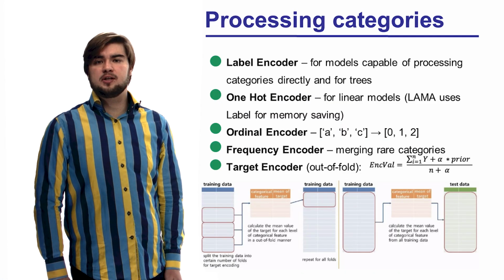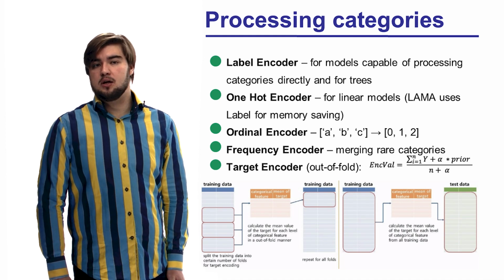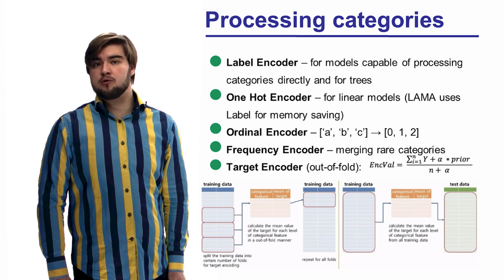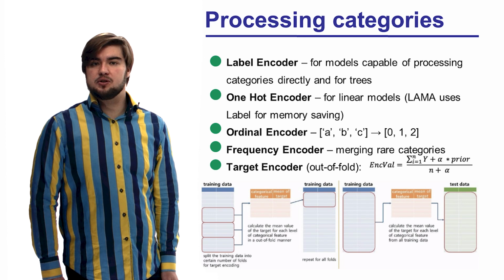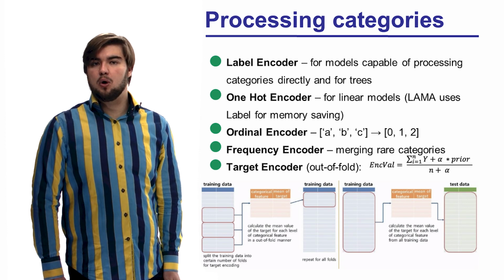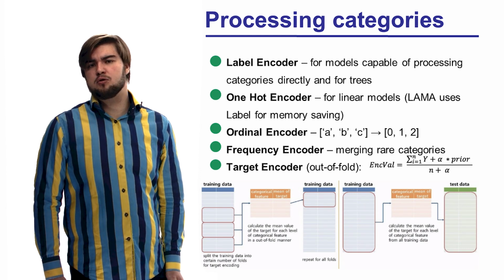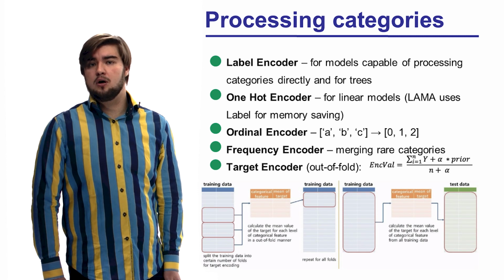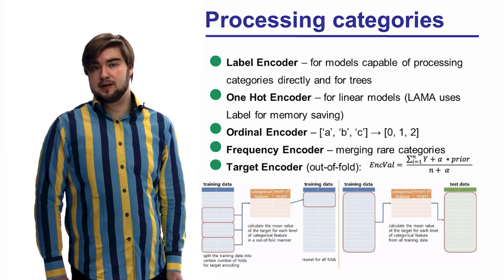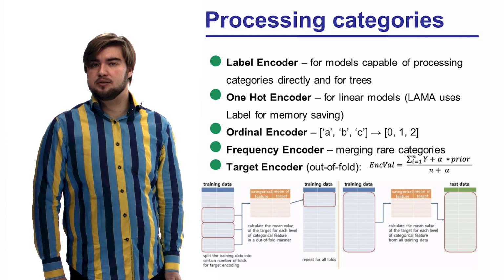There are also 5 types of encoding for categorical features. Label encoder is used for the models which can handle categories directly, or for the trees if the number of categories is not too large. One-hot encoder is good for linear models, while LightAutoML uses label encoder. In fact, in implementation, the transform is equivalent to one-hot encoder. Ordinal encoder might be useful for ordered categories, for instance, for grades. Frequency encoder will come in handy for features with rare categories.